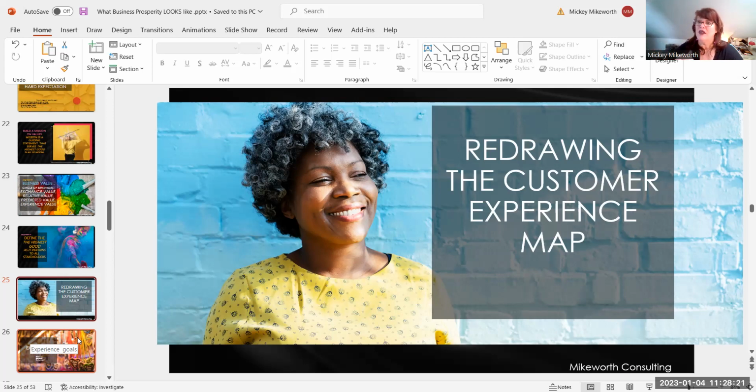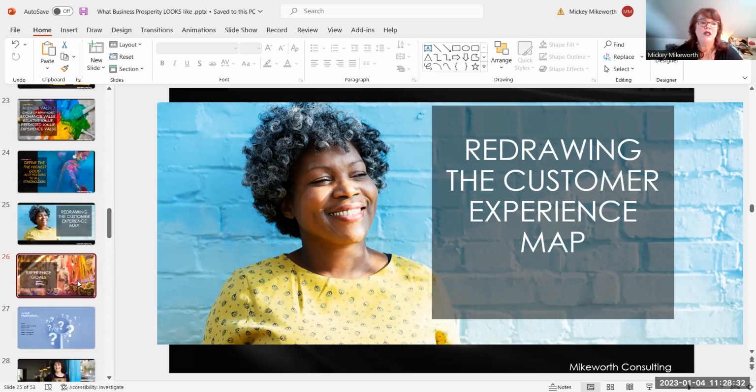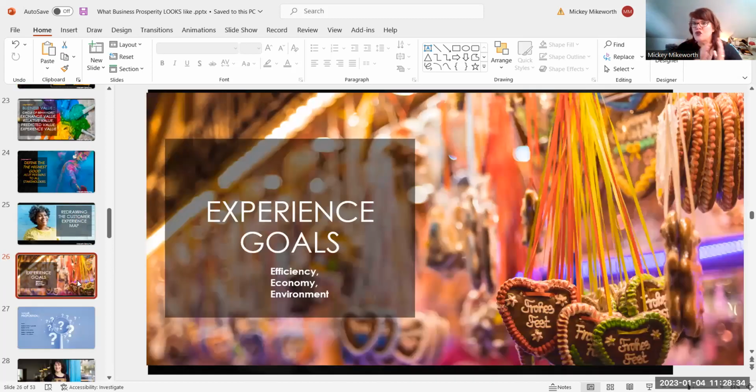Are they seeing happy things? Do they get an immediate email from you? Are they hearing from you? Are they reading about you? What is happening there? And then after that, we really talk about the experience goals. What are the goals that we have for that customer service, right, on that map? What are the experience goals that we have in efficiency, in economy, and environment?